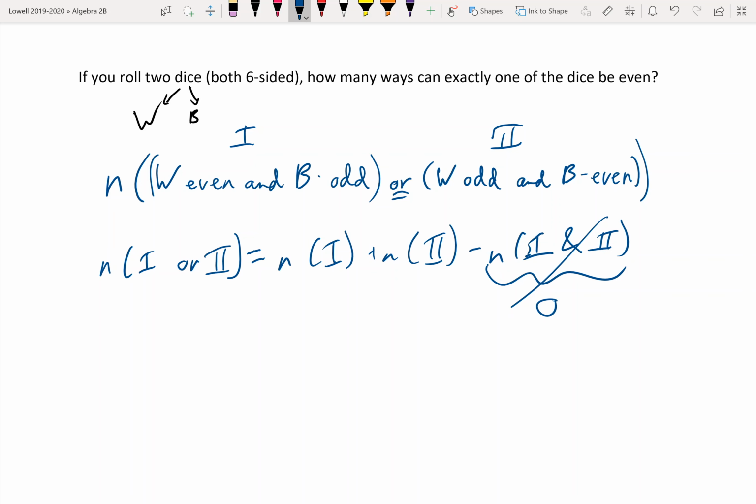Okay, so let's figure out the number of ways for event number 1 to happen, because that itself is a compound event. There's two things happening. That on its own is an AND scenario. So how many ways are there where the white die is even and the black die is odd?